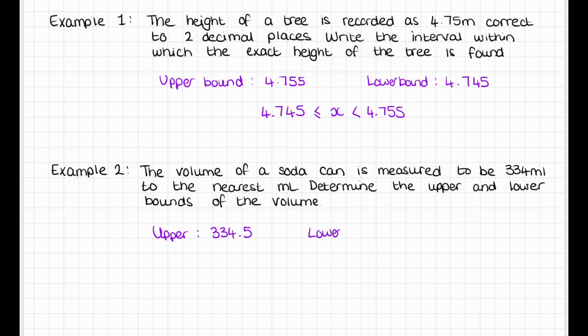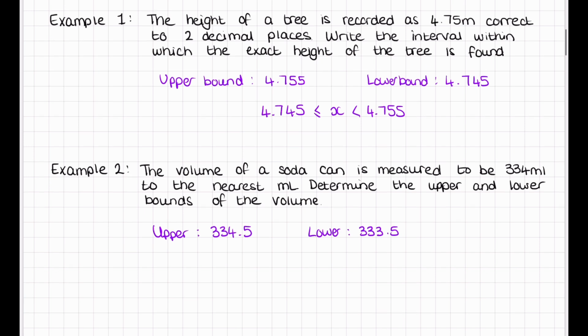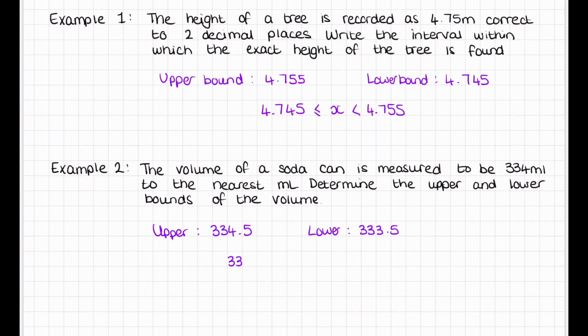Then the lower bound will be 333.5, because that would round up to 334. So that would be our upper and lower bounds. It doesn't tell us to write it in interval notation here, but I would still always write that, because it just covers you in case that's what the mark scheme is wanting, but you're not too sure.